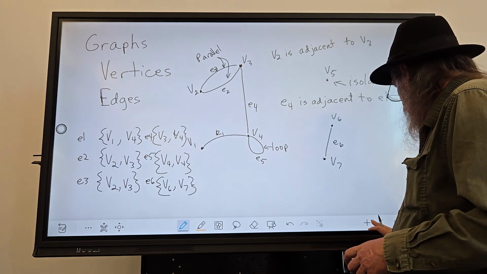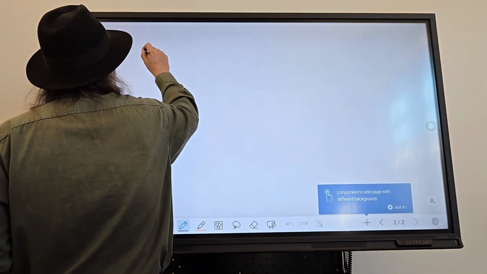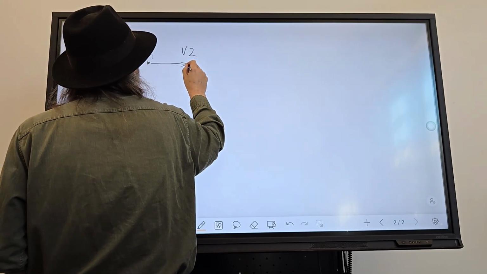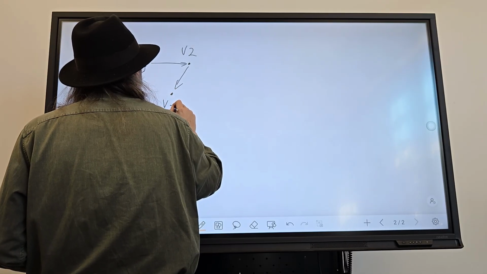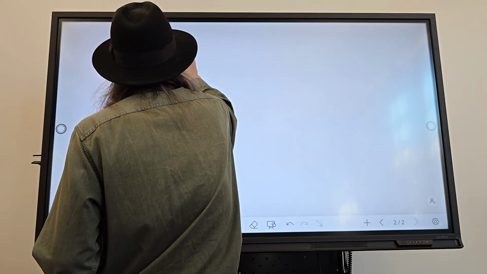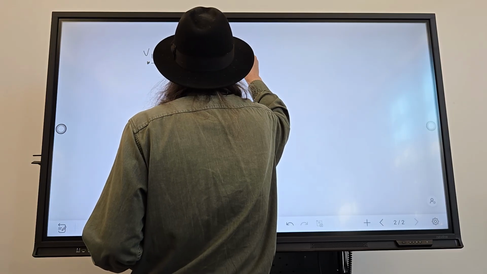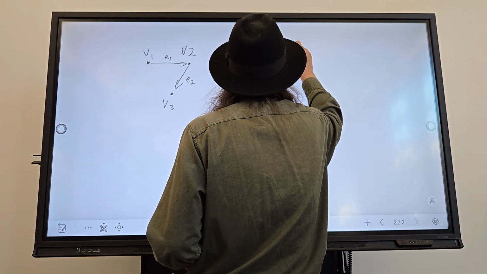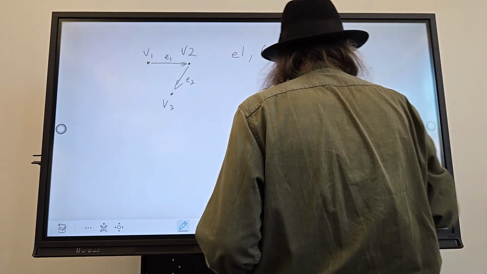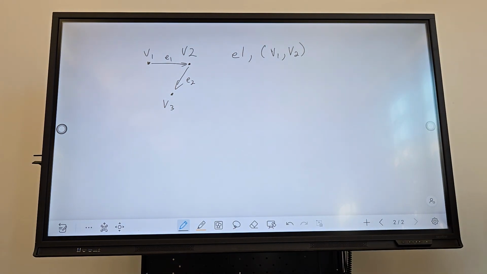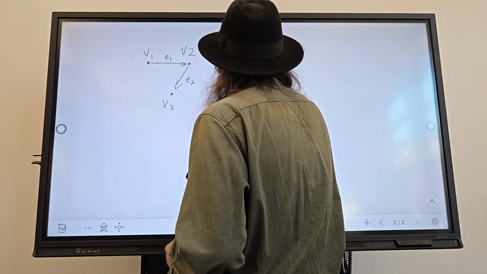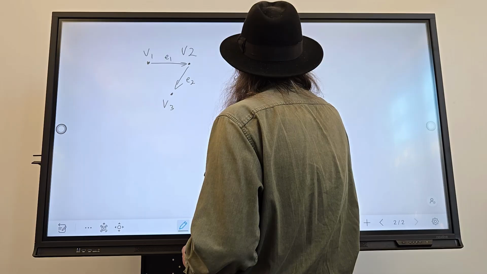So it would be E1, V1, V2, and that is an ordered pair, indicating the origin of the directed edge and the destination of the directed edge. And E2 likewise would be E2, V3.